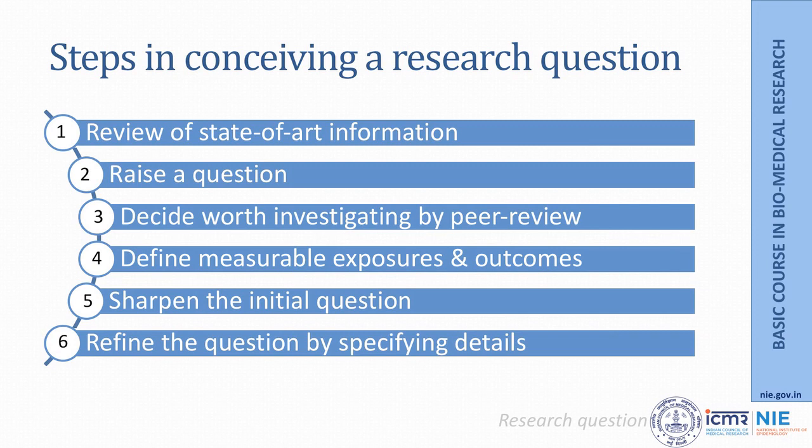I am just going to give you 6 steps as to how one can conceive a research question. 1, a review of the state of the art of information from the literature. 2nd, you raise a question, and the 3rd, you decide whether it is worth investigating through a peer review. 4th, by defining measurable exposures and outcomes, and 5th, sharpening the initial question based on the above and refining the question by specifying details based on all of the steps that were explained earlier.